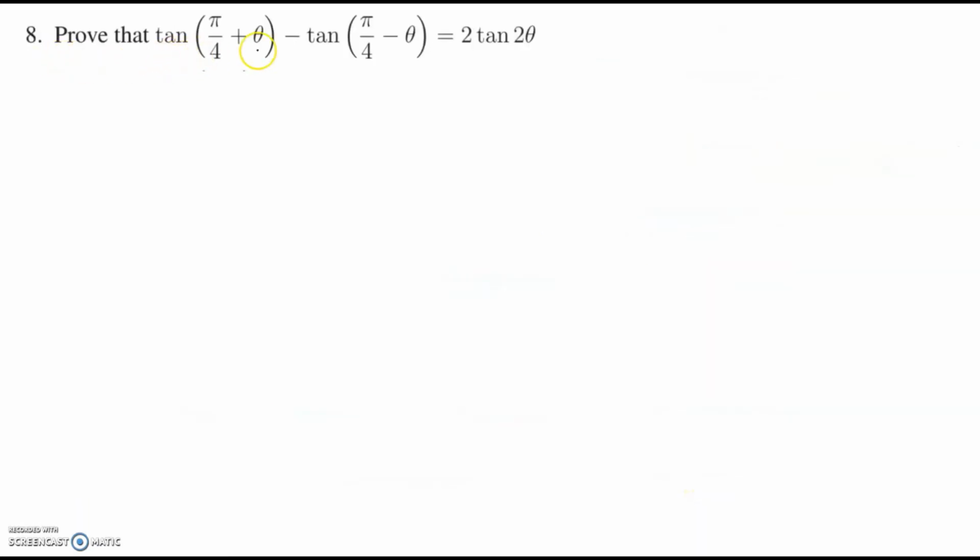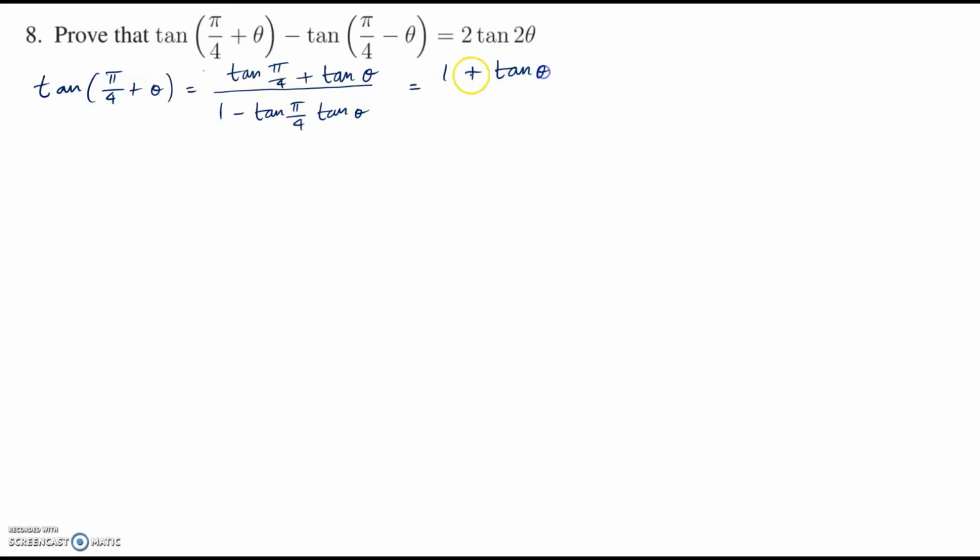Question number 8. Prove that tan(π/4 + θ) − tan(π/4 − θ) is equal to 2 tan 2θ. So let's take the first term, which is tan(π/4 + θ), and let's expand it like tan(A + B). So this is equal to (tan π/4 + tan θ) divided by (1 − tan π/4 tan θ). Tan π/4 is 1. So this is equal to (1 + tan θ) divided by (1 − tan θ).